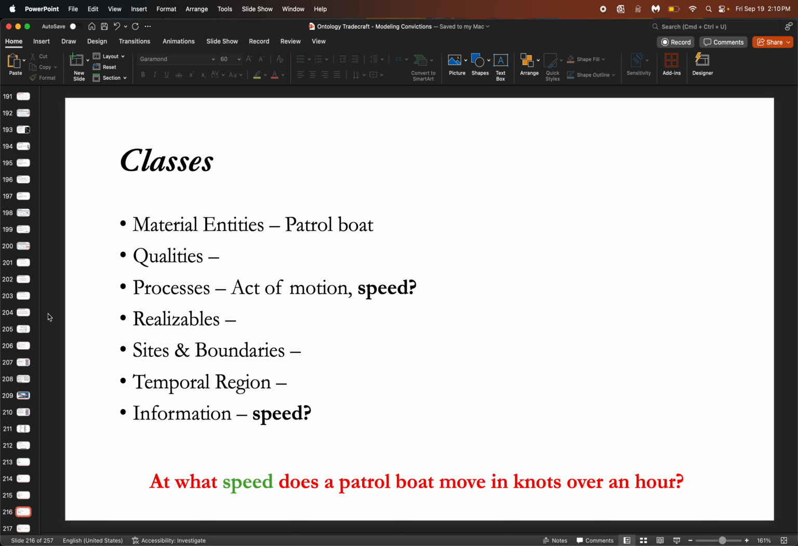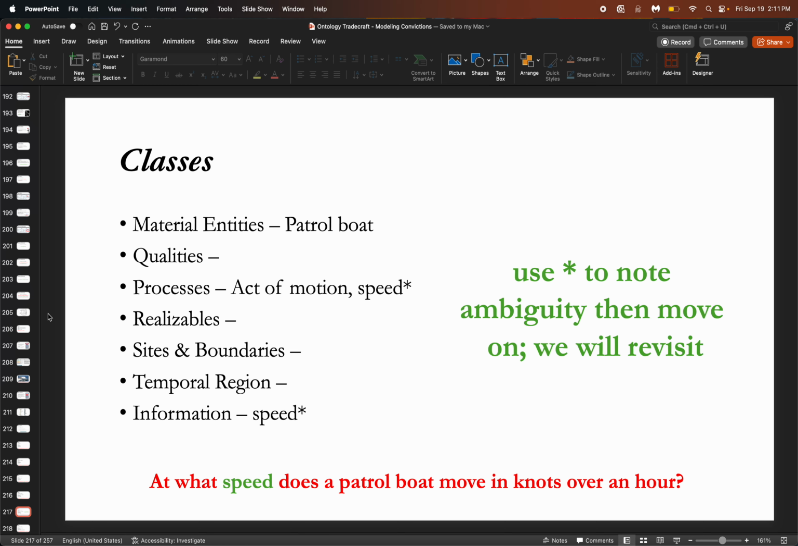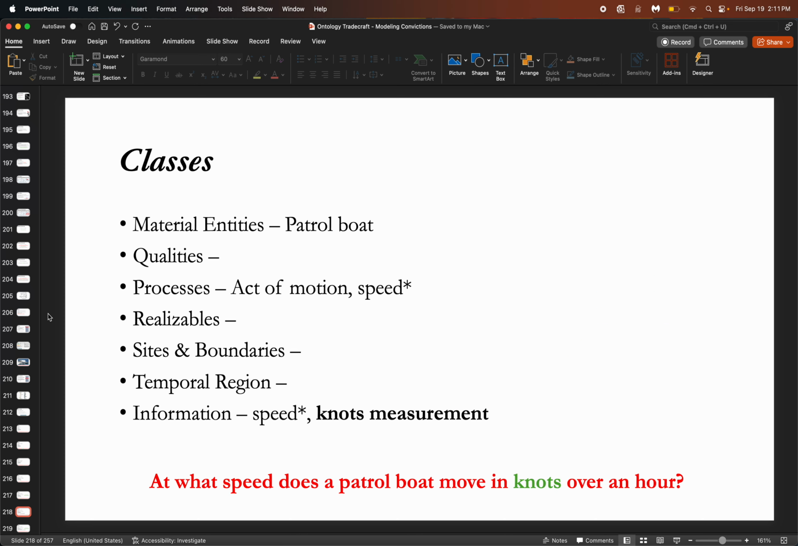Now I did get to this one though, speed. Speed could be a process, it could be information about a process. I put a question mark here because it's ambiguous and I'm not sure. I want you to follow my guidance here. If you get ambiguity like this, just put an asterisk and move on. You'll come back, but put an asterisk and move on. I know you won't. I know you'll get tripped up and argue about this or think about it a lot, but I really encourage you to just put an asterisk and move on, because if you don't, you'll see ambiguity all over the place and you'll never finish the list. Don't worry, we'll come back. So asterisk and move on.